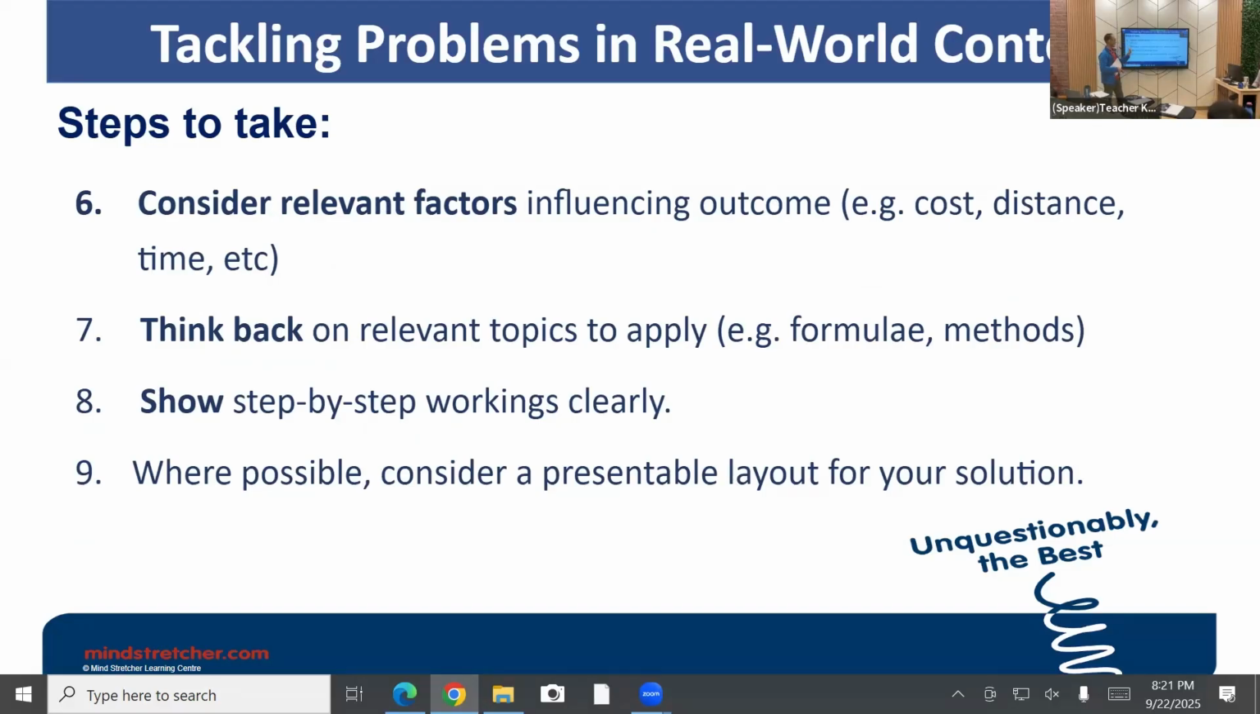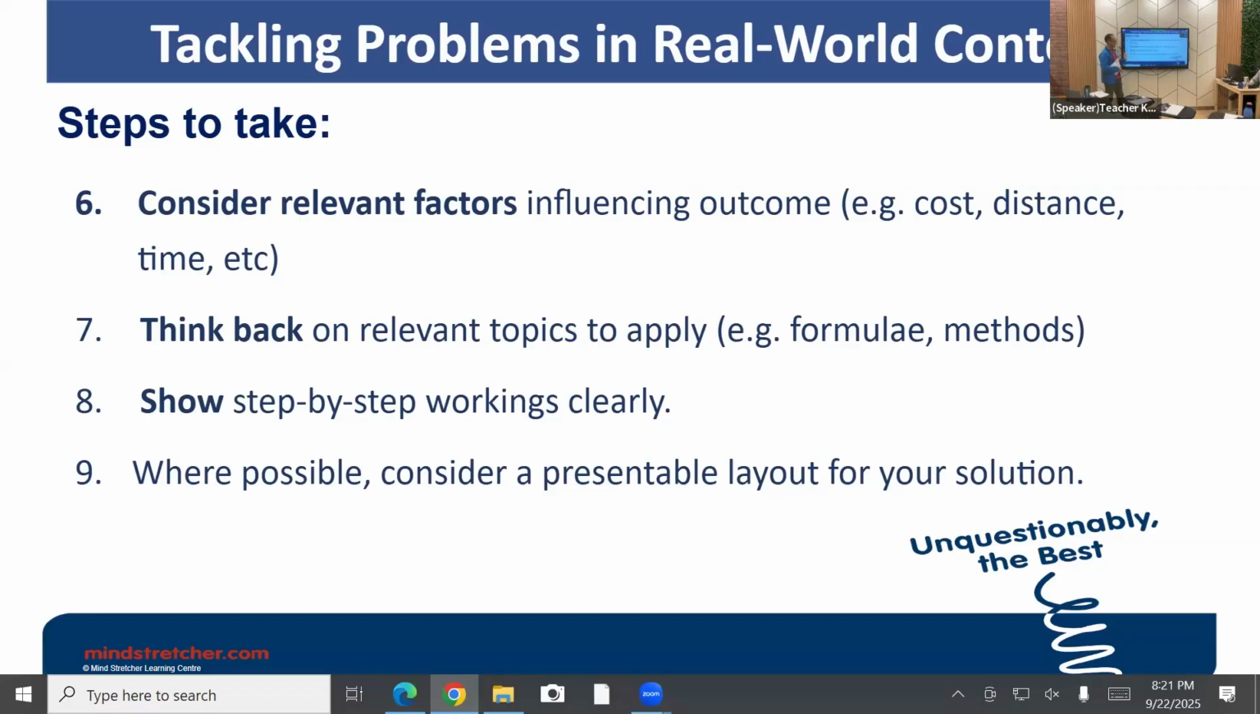And then also to think back on relevant topics where you will need to apply certain formulas. Like for example, we have talked about compound interest, or simple interest. These are some of the formulas, right? Or it could be a scenario where you may need to use some geometry formulas, like half ab sine C, like the example you were using just now, right? And also to show step-by-step workings clearly, okay?